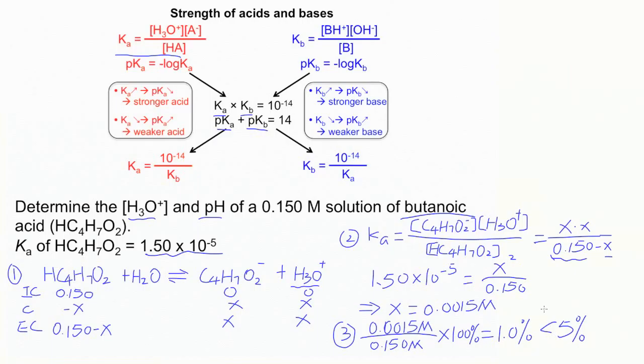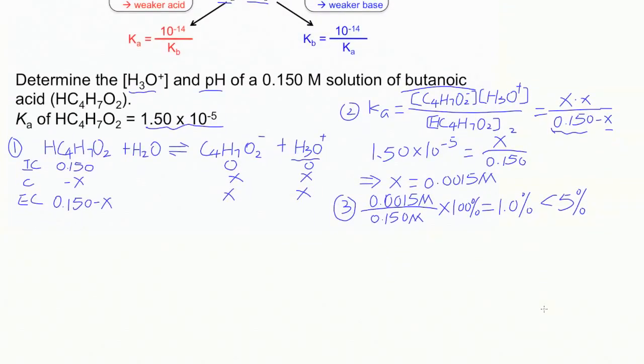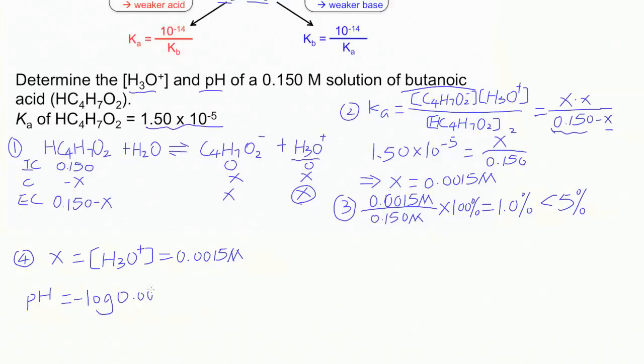Now let's go to the last step. We need to find out the concentration of hydronium and the pH value. So step 4. Remember, since we know x equals the equilibrium concentration of hydronium, the value of x is the concentration of hydronium, and that is 0.0015 mole per liter. Now the pH value would be just the negative logarithm of this hydronium concentration. That equals 2.82. This is how we find out the pH value and hydronium concentration for a weak acid.